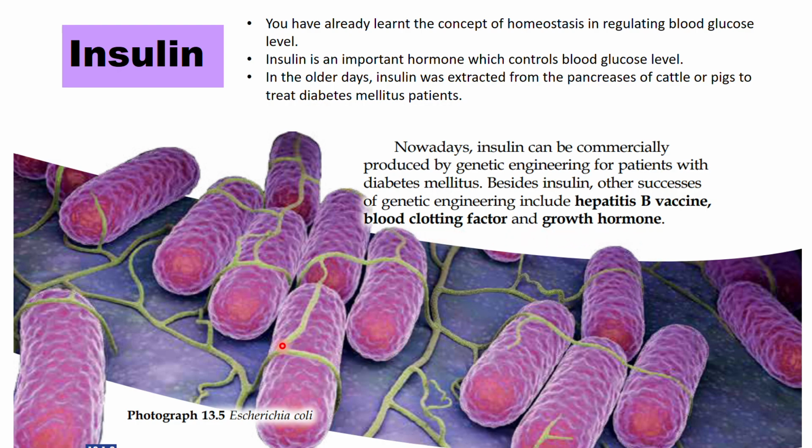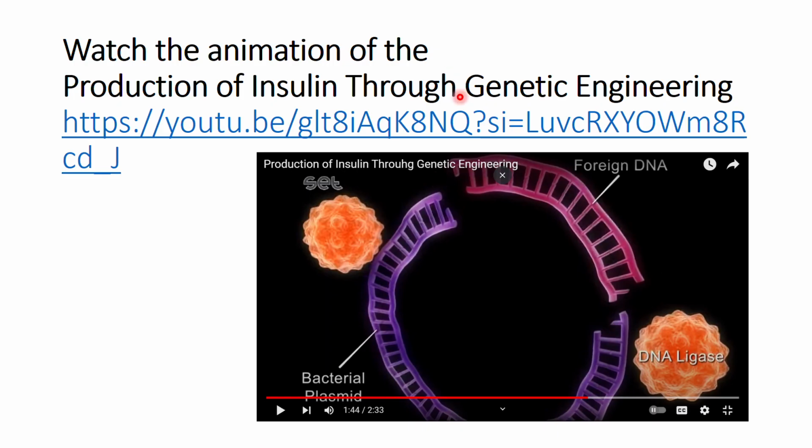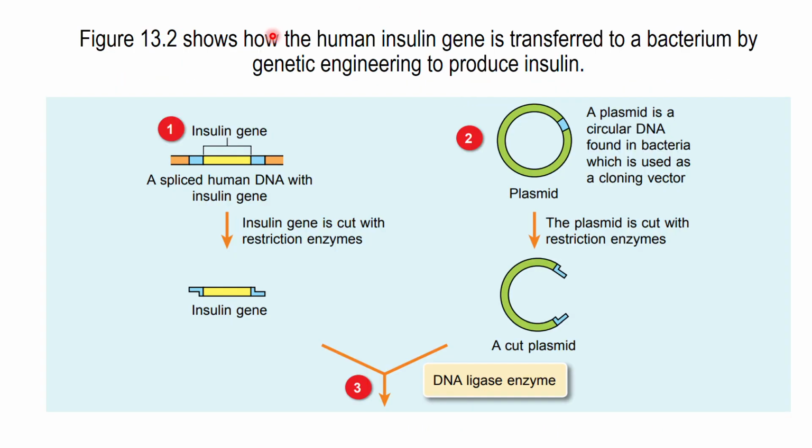Okay, this photograph here shows the photo of E. coli, Escherichia coli, which serves as the cloning vector in the process of producing insulin. Now, okay, let's look at this figure. It shows how human insulin gene is transferred to a bacterium by genetic engineering to produce insulin. Okay, so number one, a spliced human DNA with insulin gene.